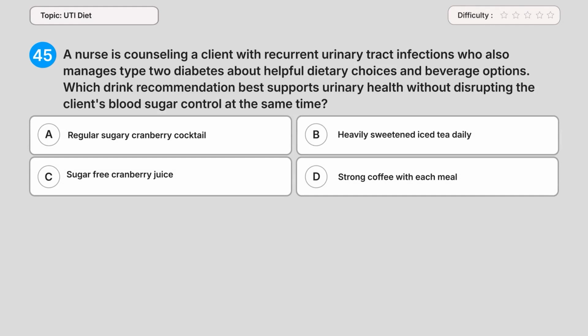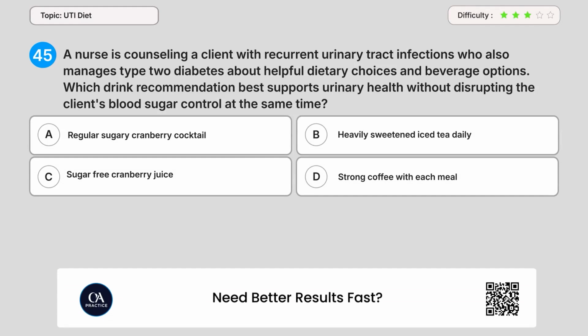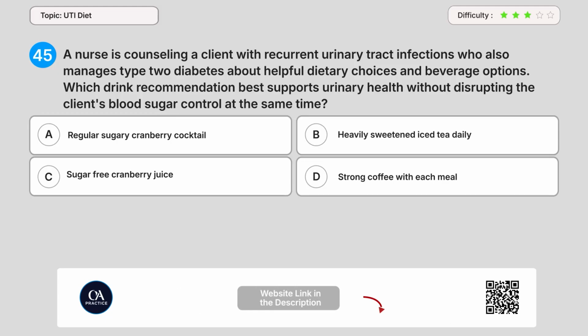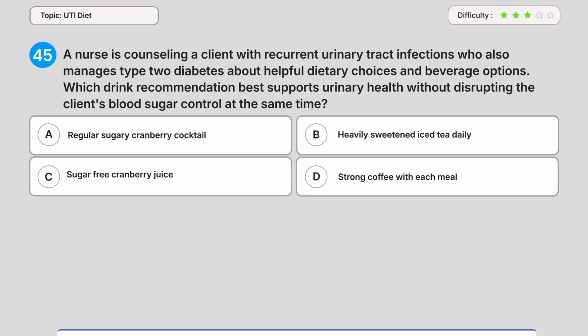45. A nurse is counseling a client with recurrent urinary tract infections who also manages type 2 diabetes about helpful dietary choices and beverage options. Which drink recommendation best supports urinary health without disrupting the client's blood sugar control at the same time?